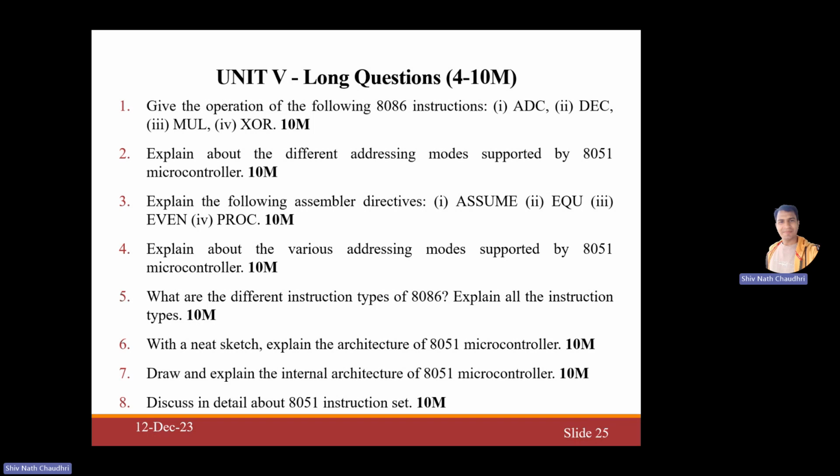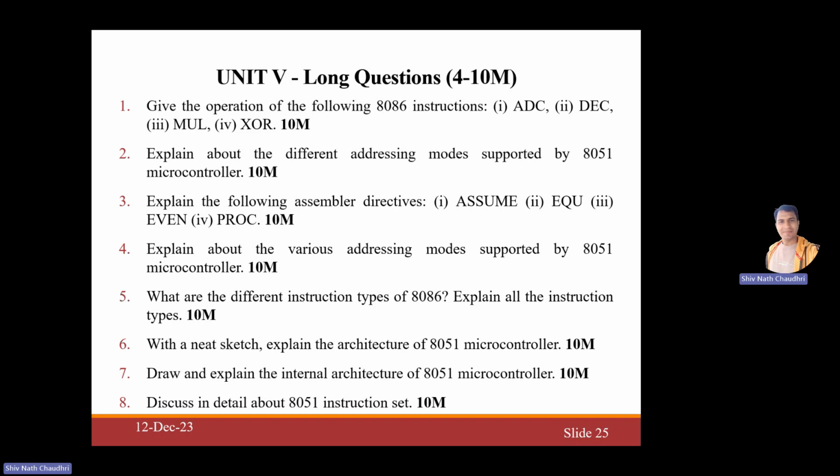The question number 4 is explain about the various addressing modes supported by the 8051 microcontroller. Again, the addressing modes of 8051 are asked. So you can notice that this is a very important question for 8051, meaning addressing modes of 8051. The fifth question is what are the different instruction types of 8086? Explain all the instruction types. In this case, you have to explain all categories of 8086 instructions. You have a total of 8 categories for 8086.